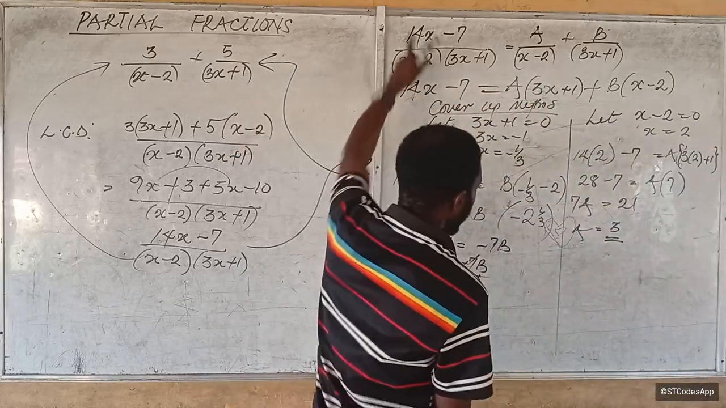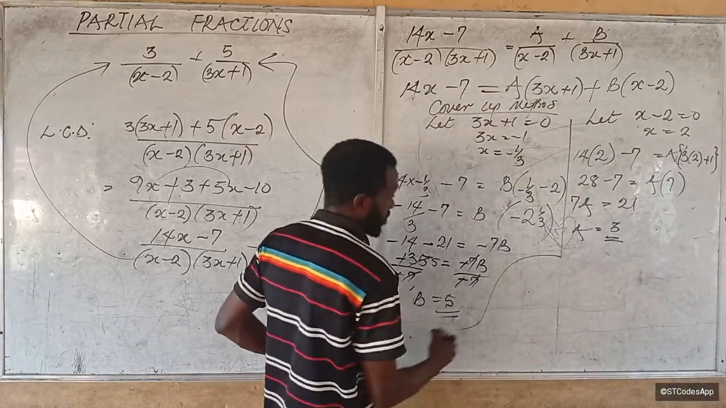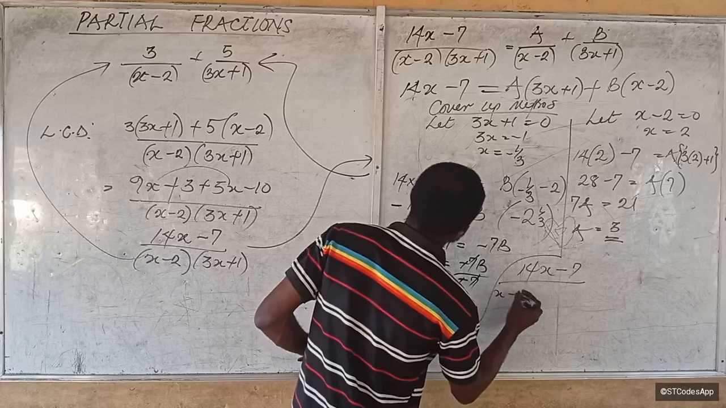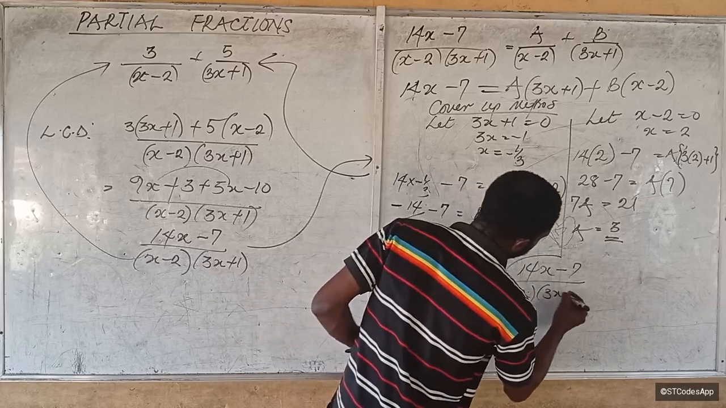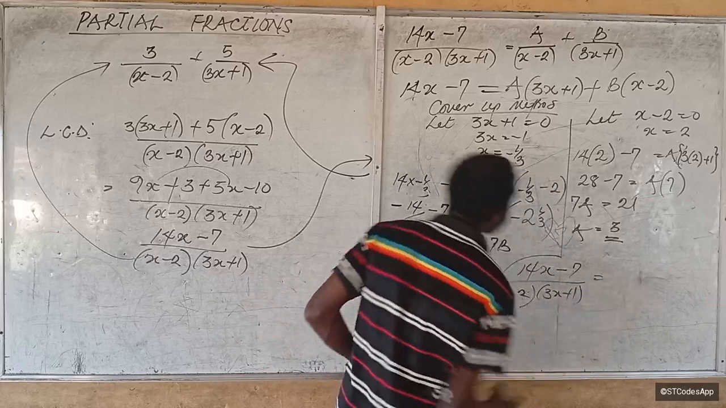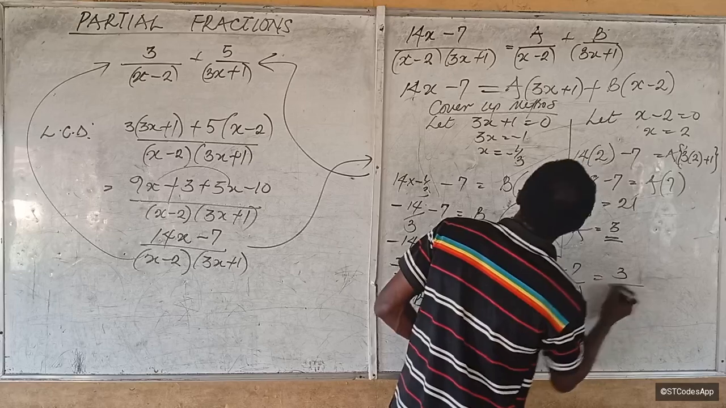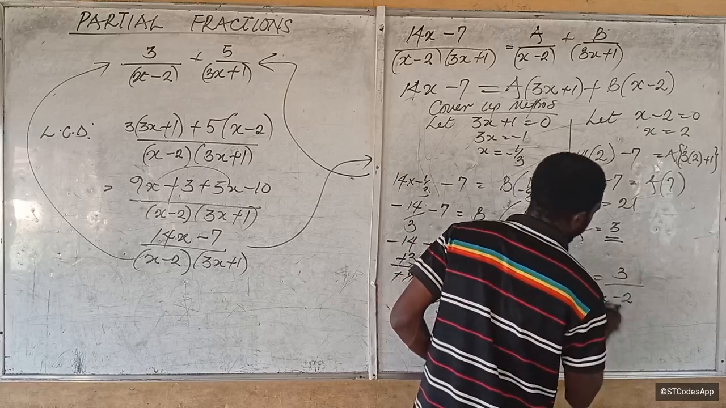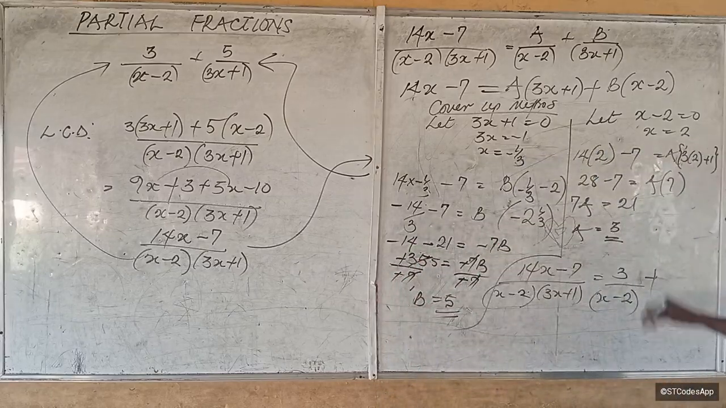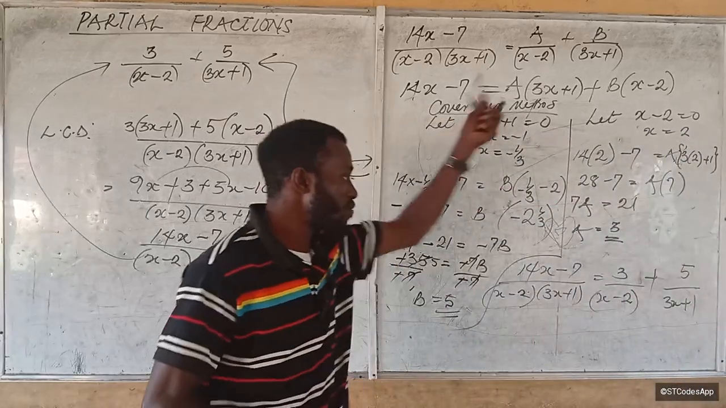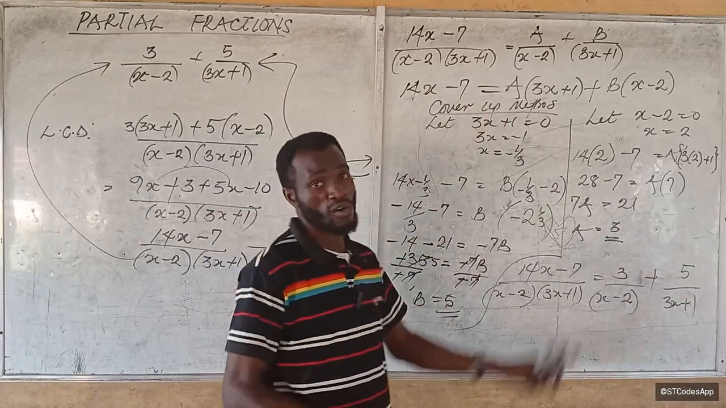So it means that our compound fraction, the way we normally write it at the end of the day, this over x minus 2, 3x plus 1 is now equal to our a, which we got to be 3. That will be 3 over x minus 2 plus b, which is 5 over 3x plus 1. And this is the way you are going to present your answer. So this is how we resolve compound fractions into partial fractions.